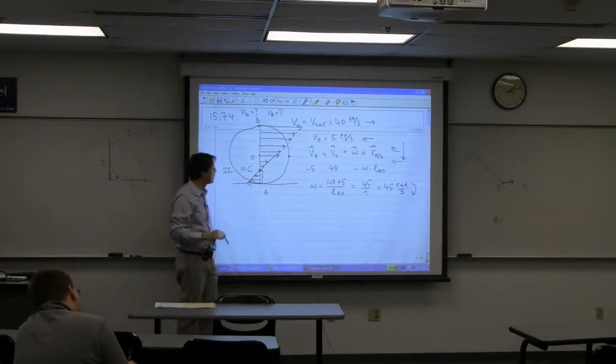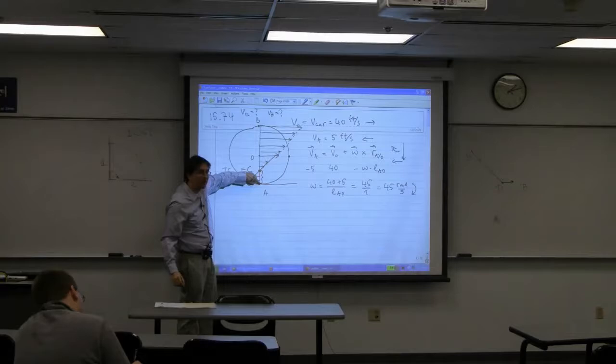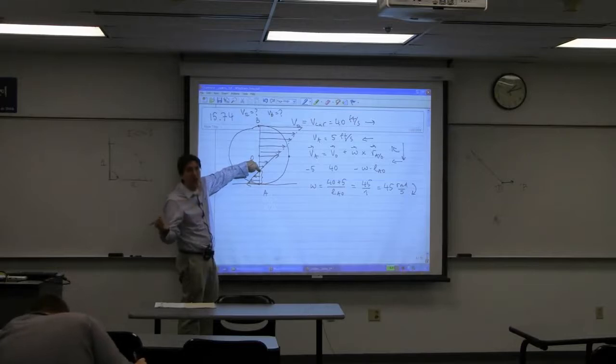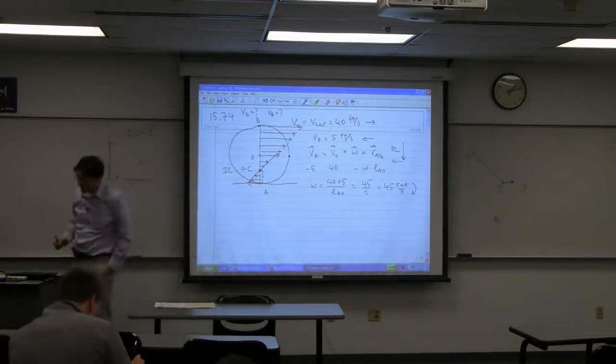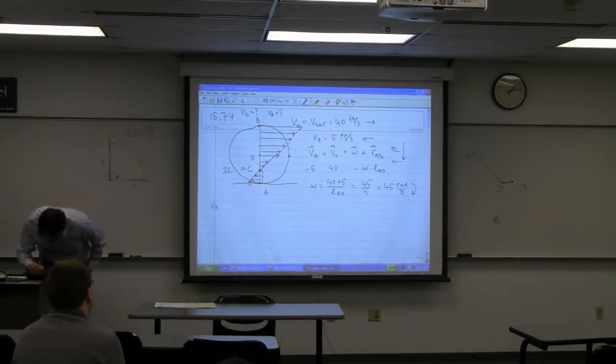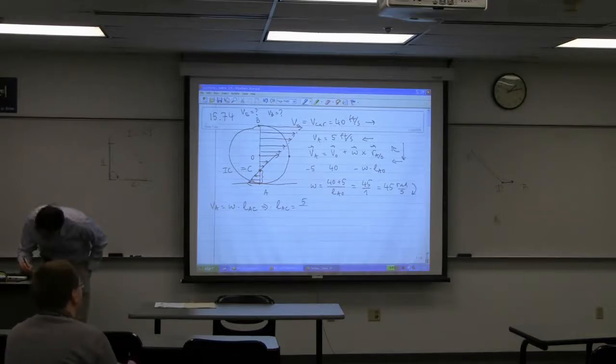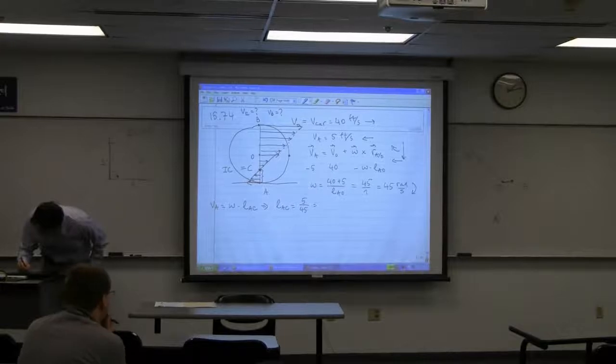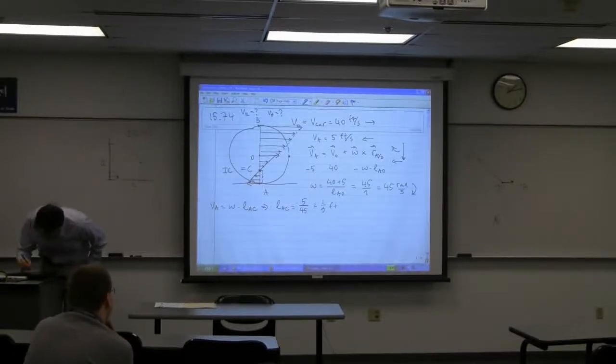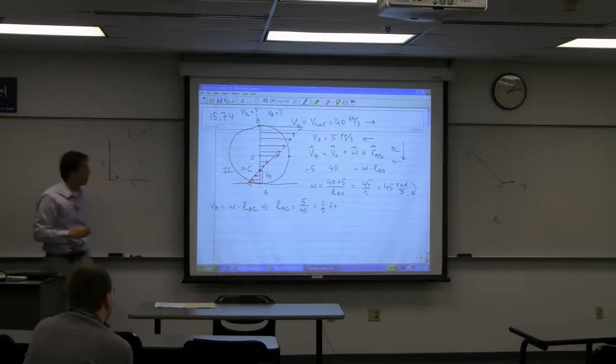Perhaps the easiest way to do this is to imagine that this point A rotates with respect to the instantaneous center with this angular velocity that we already found. Okay. So let's consider this point. VA then will be equal to our angular velocity multiplied by the distance from A to the instantaneous center of rotation. So therefore AC will be equal to 5, this is the velocity, divided by 45, which is equal to 1/9 foot. So this distance is 1/9.